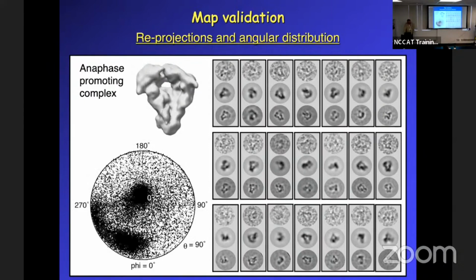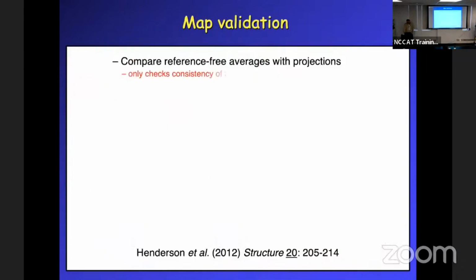for example, at the angular distribution of all your particles. You want to make sure that all the space is covered by projections, that there are no big areas that have no projections, and so you don't know what it looks like. So that's good. I would just say you should also look at the angle distribution.